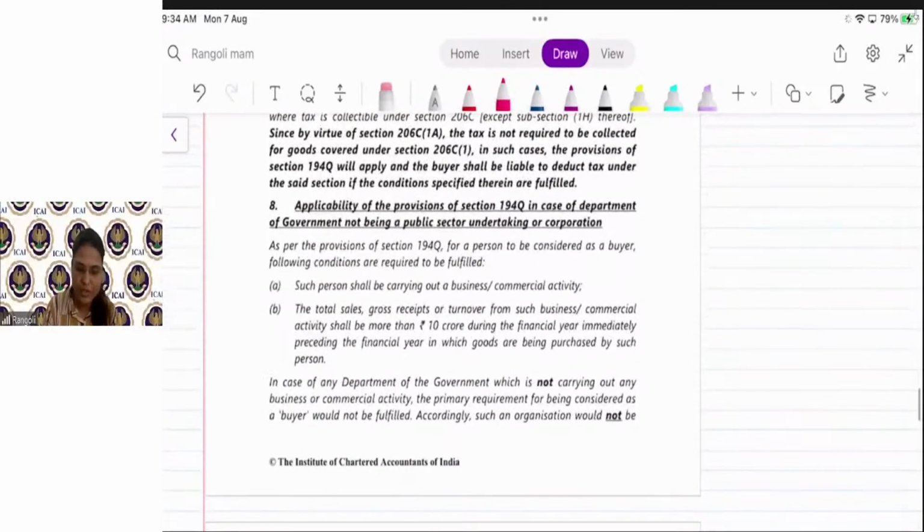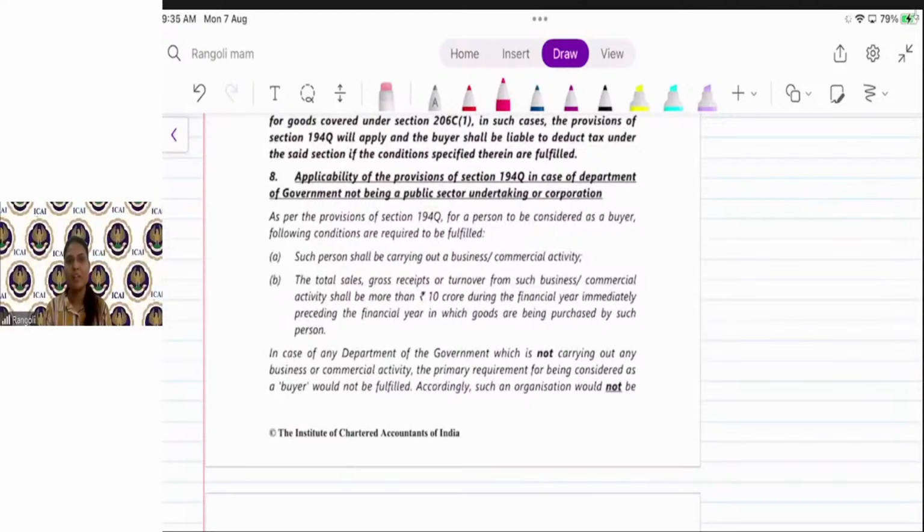Applicability of provision of section 194Q in case of Department of Government not being a public sector undertaking. So in case of a Department of Government which is not carrying out any business or commercial activity, TDS is not required to be deducted.